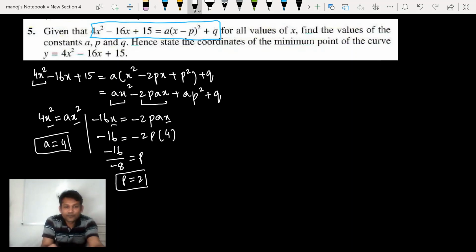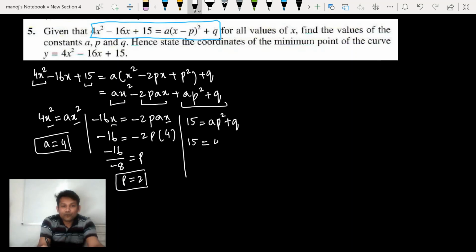Okay. Next part, I did not read the question, I'm just finding the values. This constant term 15 is equal to ap square plus q. We know the value of a is 4, p is 2 square, and q is required. So 15 equals 4 times 2 square, 2 square is 4, 16 plus q, and q is coming minus 1.